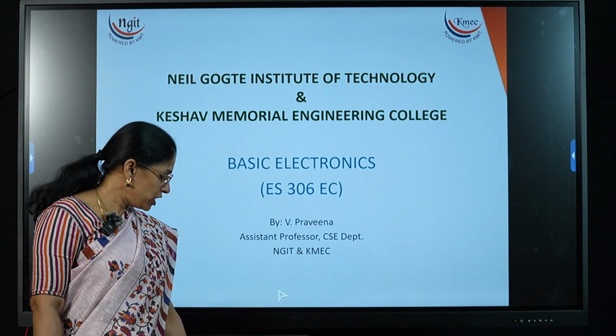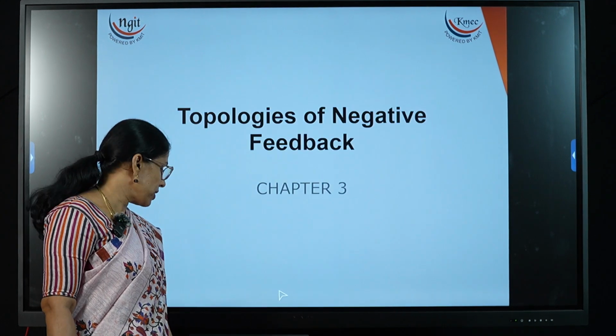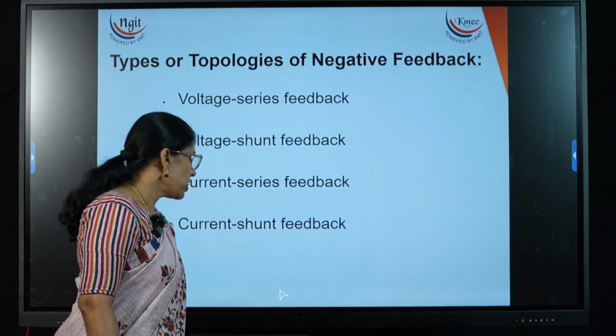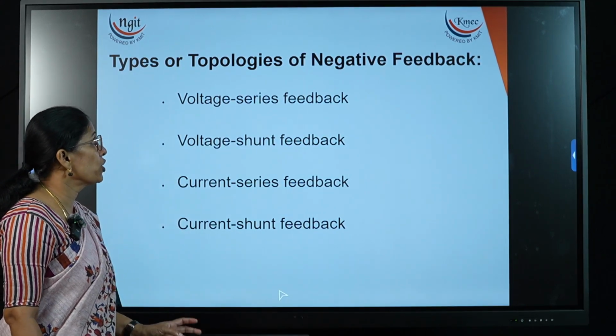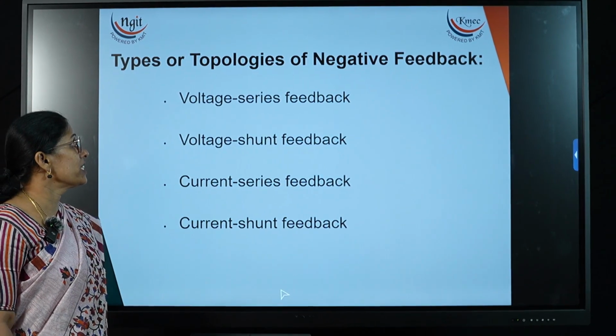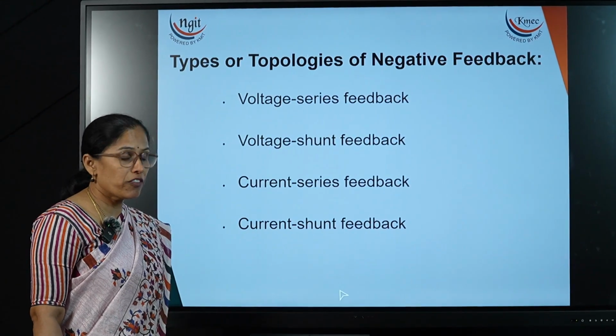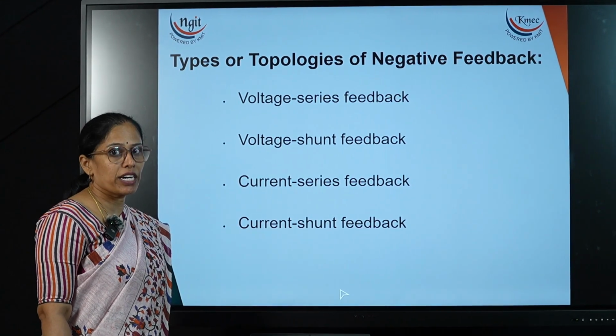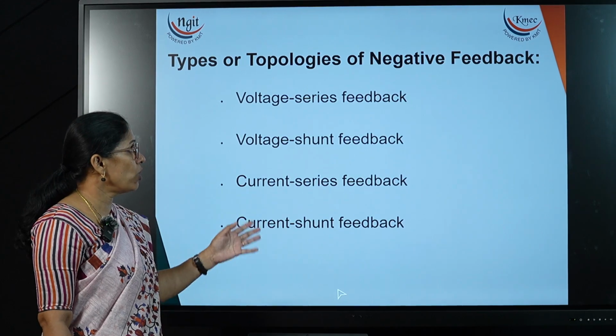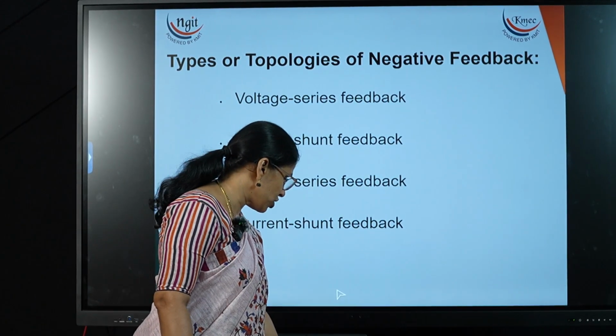In this lecture, we study the topology of negative feedback. There are 4 types of negative feedback: voltage series feedback, voltage shunt feedback, current series feedback and current shunt feedback. Now, how to draw the diagrams for these, we will see in this lecture.